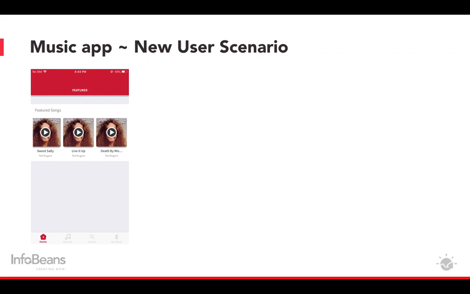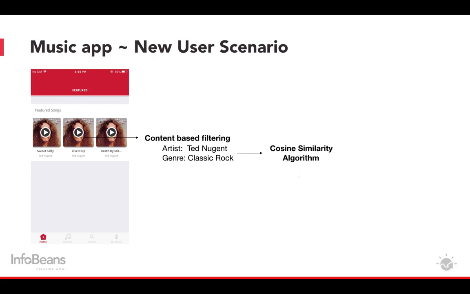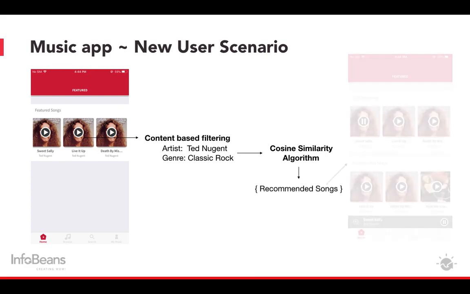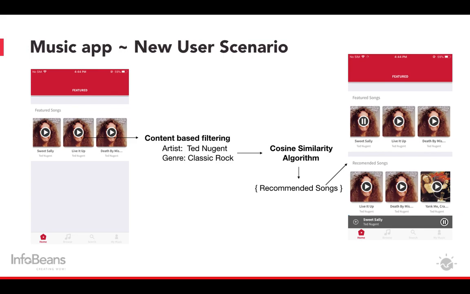So when I select this song, the system uses content-based filtering based on parameters like artist and genre and applies the cosine similarity algorithm to recommend the songs. Once we get the recommended songs, we display these songs in the recommendation section. Now this is the case where a user is new to the application or a user does not have a listening history.